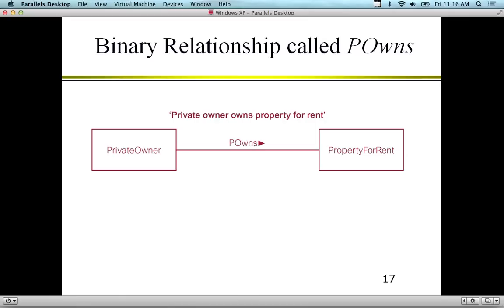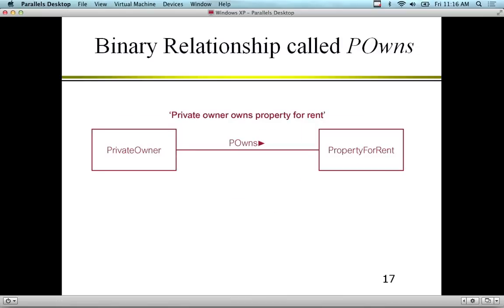It's still going to read the same way. So, what do we have here? We have private owner owns property for rent. Okay, so we have a private owner owns property for rent. So it's an abbreviation. If you like this technique, you may use it. You don't have to put words in there. What you don't want is an entire sentence here. So you don't want to take this here and put it down here. Doesn't work.